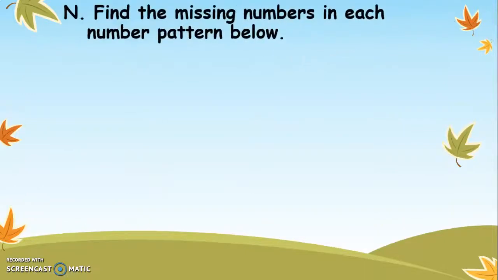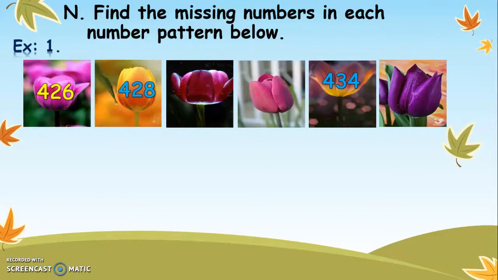So again, this is a practice for letter N of your workbook. Now here are the answers for number 1. 426, 428. The next number is 430. This is followed by 432, 434, and the last number is 436. From this example, you can see that the number pattern used is increasing by 2s.